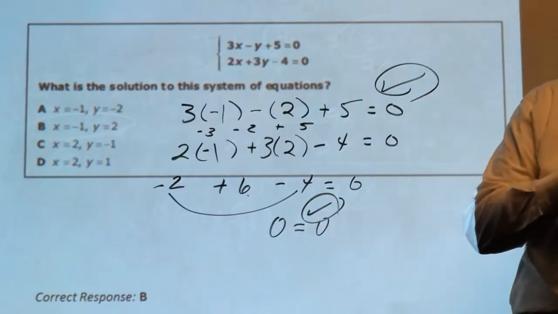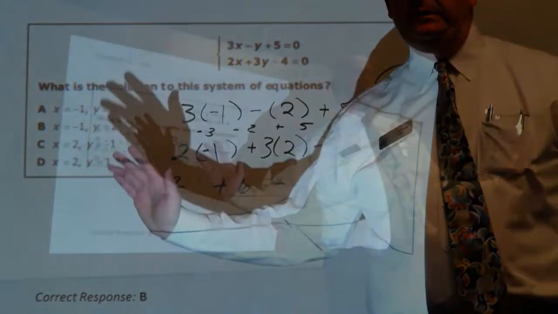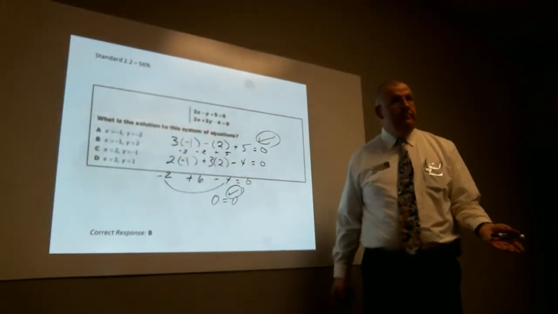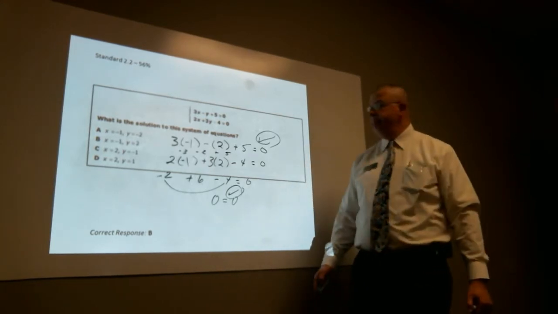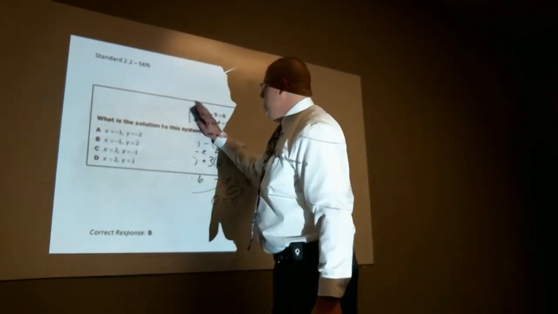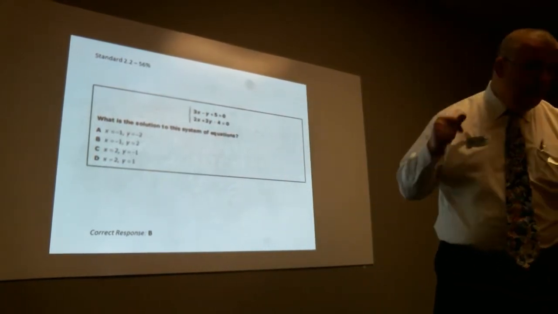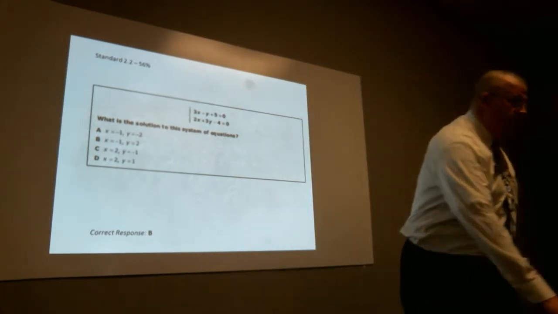What would happen if it wasn't true for both? We'd have something like 4 equals 0. That's not really true. So if you don't know how to solve them, plug them in and see if it works. Also a good strategy on the ACT, especially if you see a function that you've never seen. Plug in the values that they give you and see if it works.